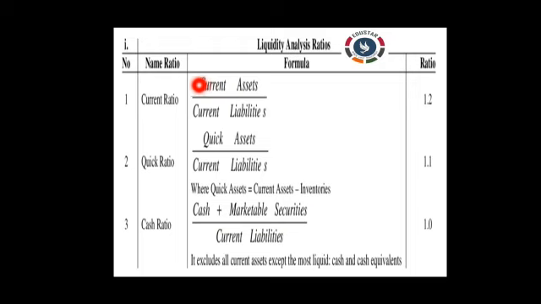So the current ratio equals current assets by current liabilities. The ratio must be 2:1. Quick ratio equals quick assets divided by current liabilities. The ratio must be 1:1. Cash ratio: cash plus marketable securities divided by current liabilities. The ratio must be directly on 1.